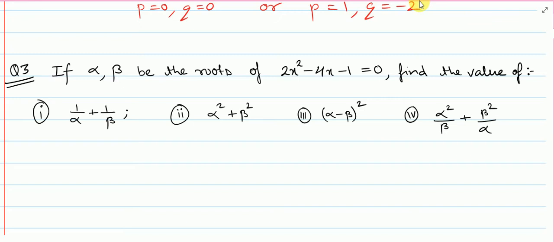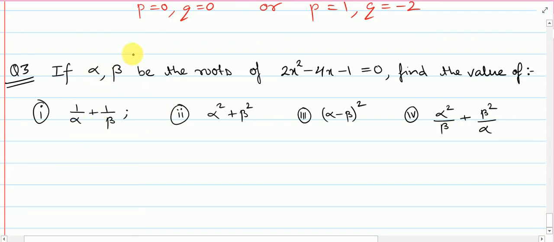Okay children, now let us see the next question. Here it says, if alpha and beta are the roots of this 2x square minus 4x minus 1 equal to 0, find the value of this: number 1, 1 upon alpha plus 1 by beta. Number 2, alpha square plus beta square. Number 3, in bracket we have alpha minus beta whole square. Number 4, alpha square upon beta plus beta square upon alpha.